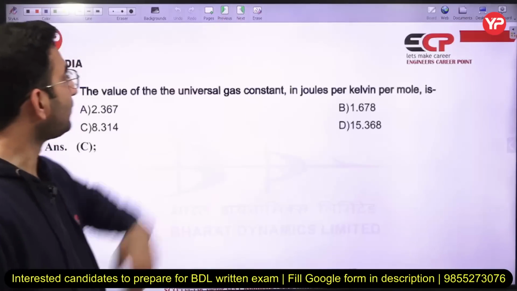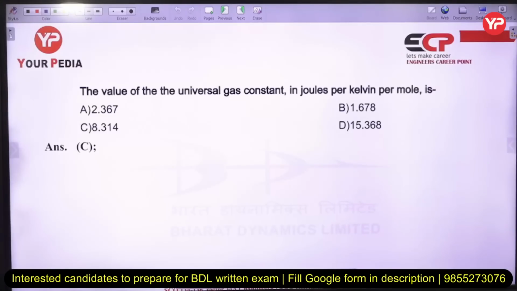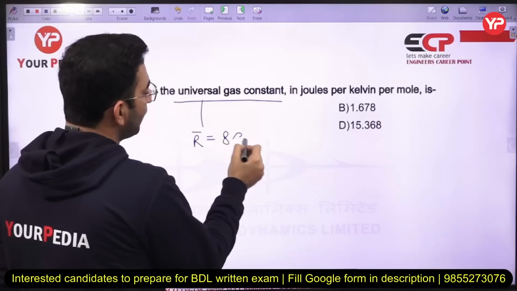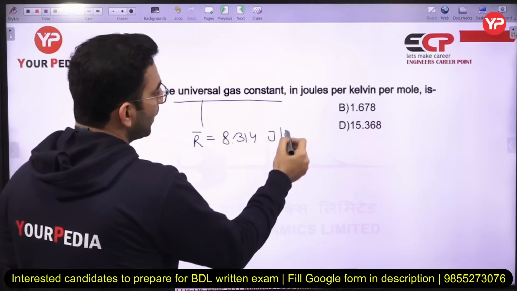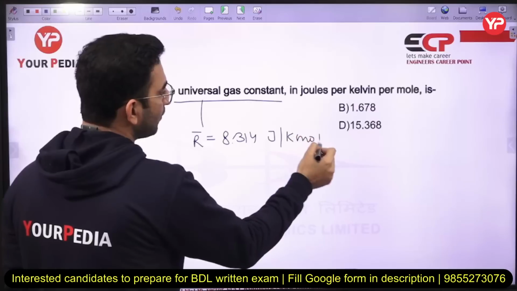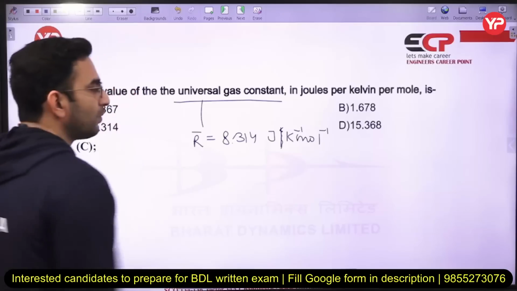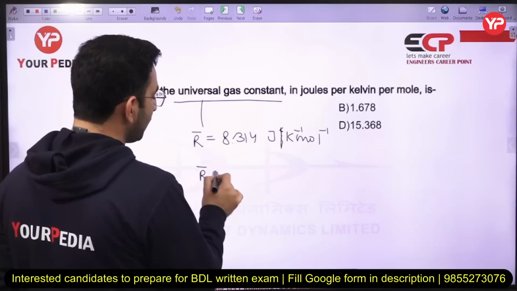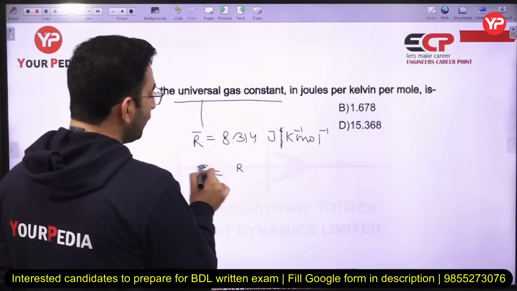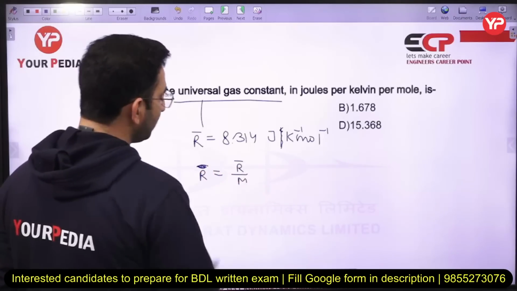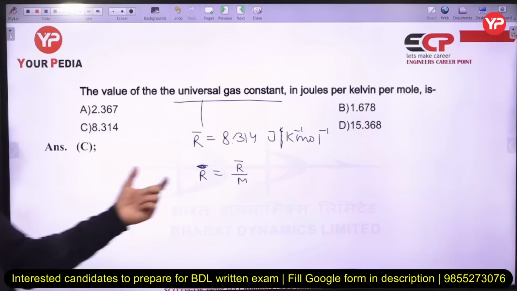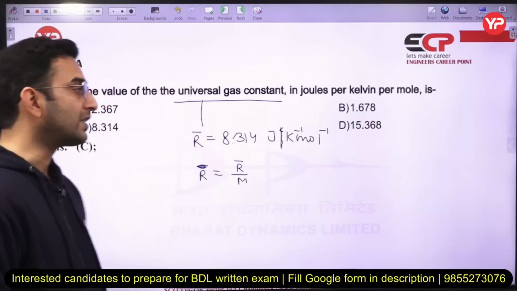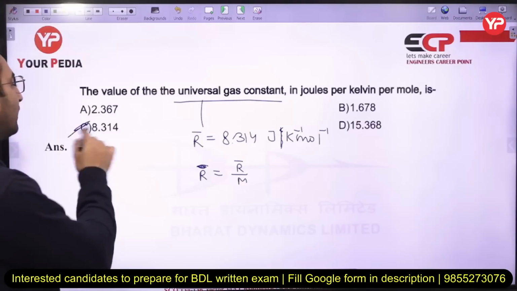Next part. The value of the universal gas constant in joule per Kelvin. That's a very direct question here. The value of the universal gas constant is 8.314 joule per Kelvin per mole. Okay, just remember this one part. If you calculate the value of the characteristic gas constant, it can be calculated by taking the ratio of the universal gas constant divided by molecular weight. This value is different for all gases, but the value of the universal gas constant remains the same for all gases. So here option number C is the correct one.